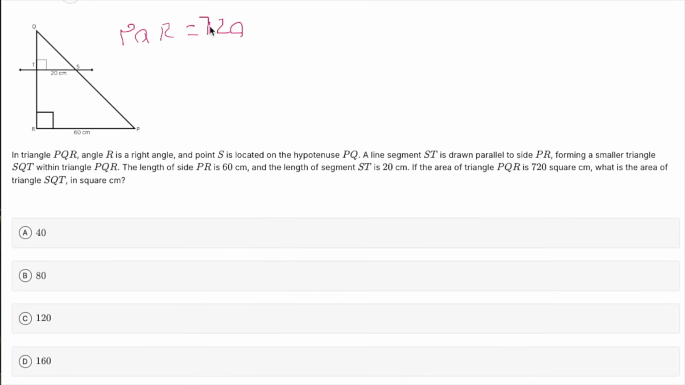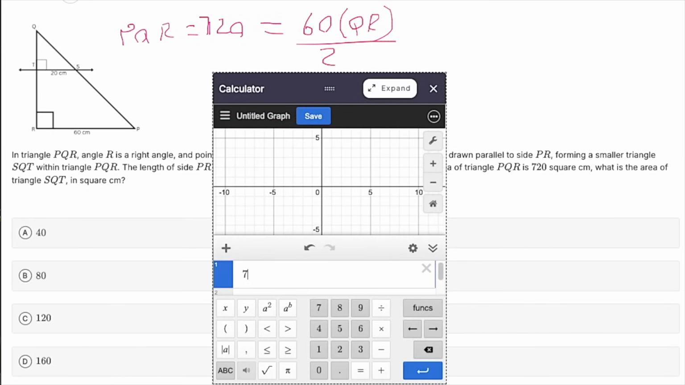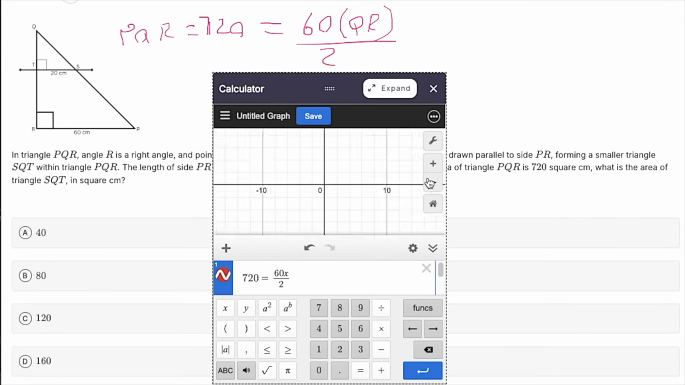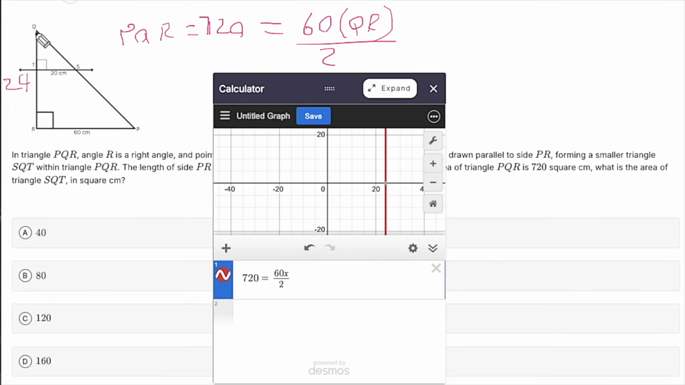So basically 720 is going to be equal to 60 times QR over 2. And just to show you the power of Desmos here, we could just plug in X for our QR. So 720 is equal to 60X over 2. And that's actually going to just give us our answer. So 24. So now we know that QR is 24. The whole thing, that is.